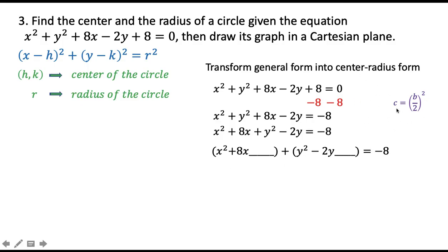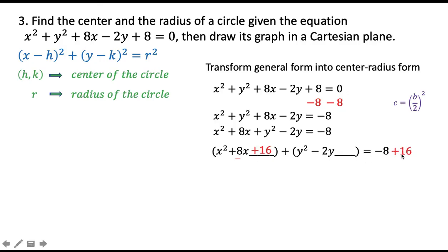So to solve for C, we will simply get the B, get its half, and multiply it by itself. B is the numerical coefficient of the linear term. In this case, our B here is 8. So half of 8, 8 divided by 2, is 4. Then 4 squared is 16. So we add 16 here.